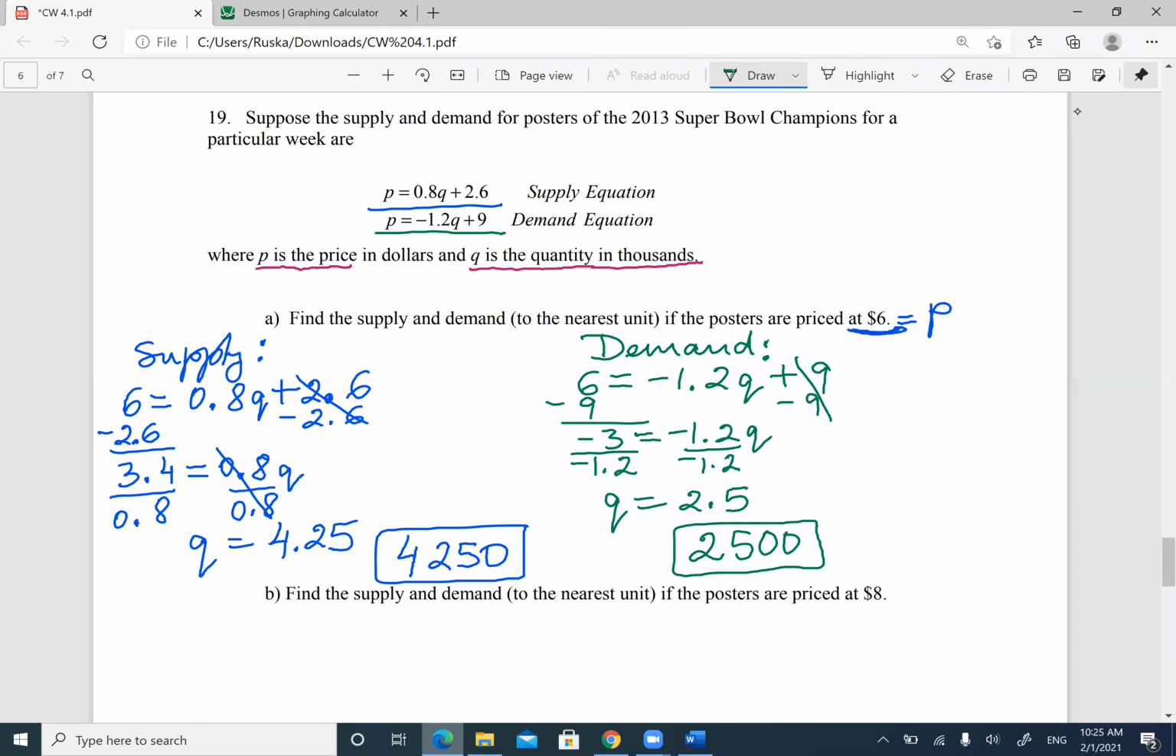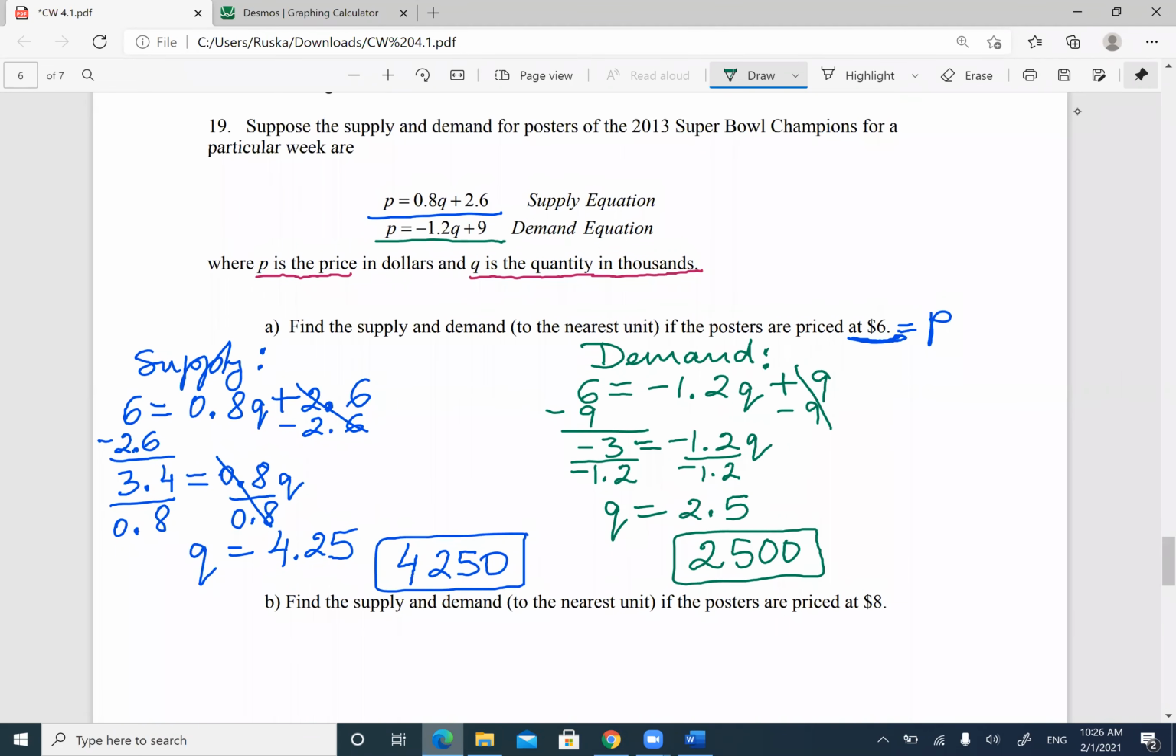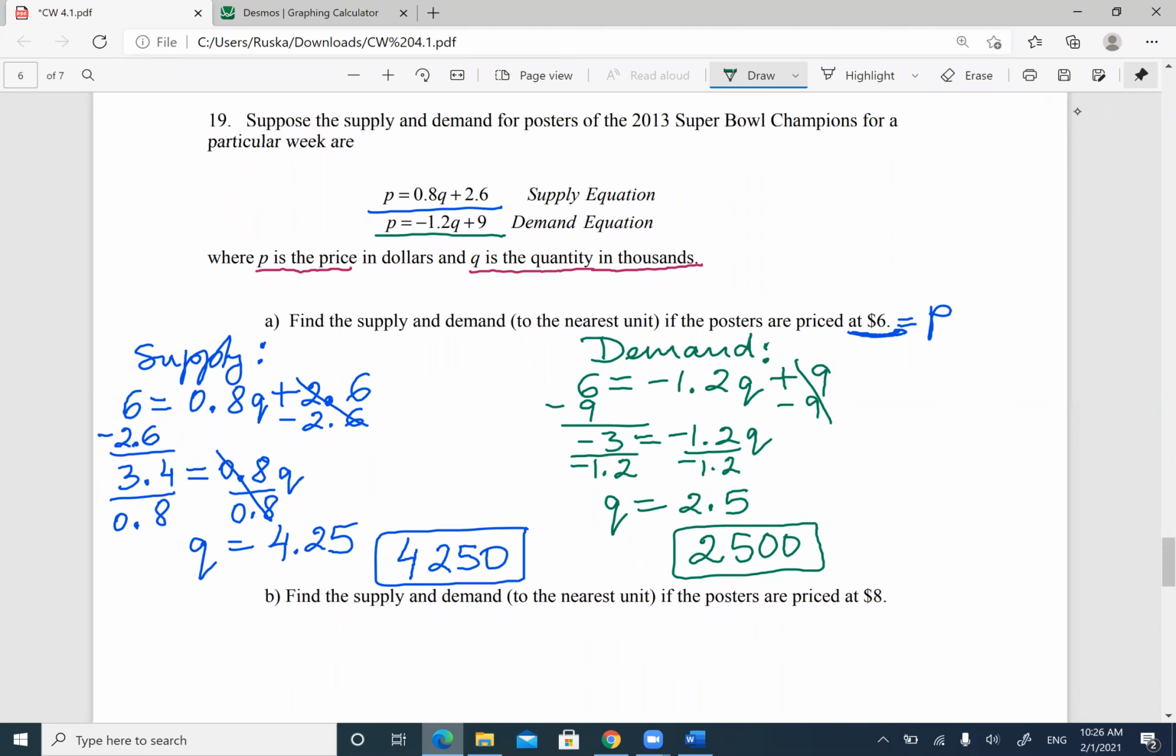Okay, everybody understand that? And then the next one, number 19B, it says find the supply and the demand when the posters are priced at $8. So you're doing the same, but instead of 6, you're going to put 8. So I'm not going to do this. It's the same way. Okay.